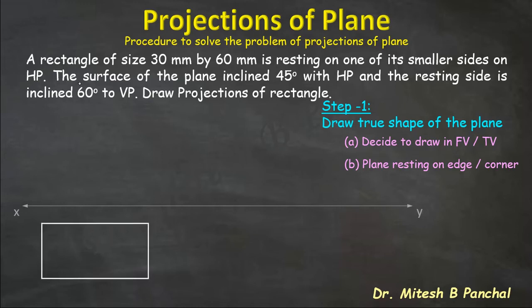Here in this particular case, surface inclination is given with HP. So we have to consider the plane parallel to HP, and when we consider a plane parallel to HP, the true shape is visible in top view. That's why rectangle is considered over here in top view. And here in this particular orientation, we can see that the smaller edge is perpendicular to xy.